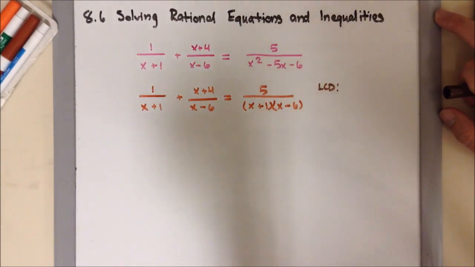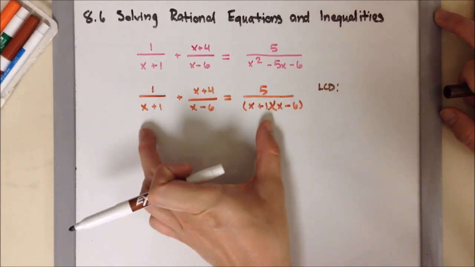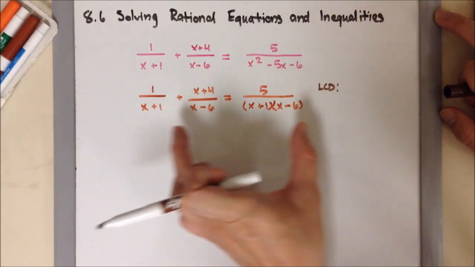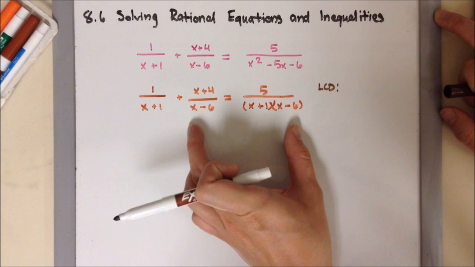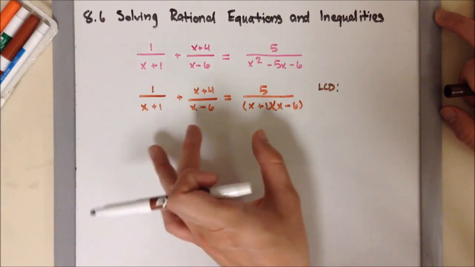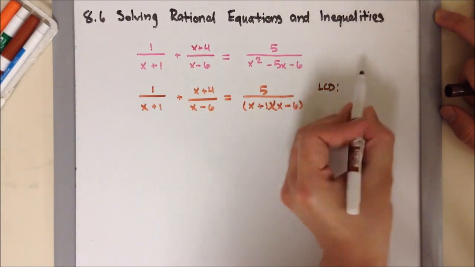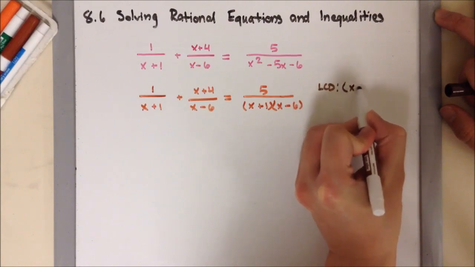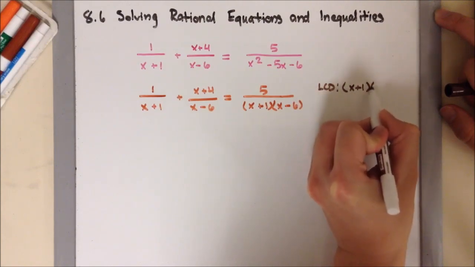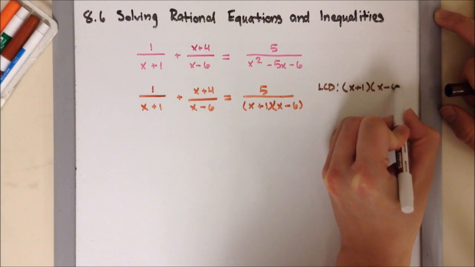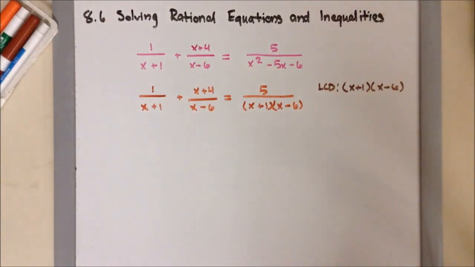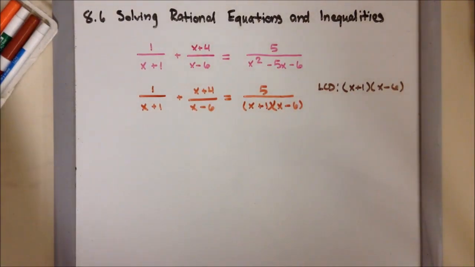So one great thing is that these factors are matching to each other. These two fractions have x plus 1, while these two fractions have x minus 6. So it seems that for our LCD, for common denominator, we need to have the factors that we see in the first two fractions, basically what we see in the last one. So x plus 1 times x minus 6.